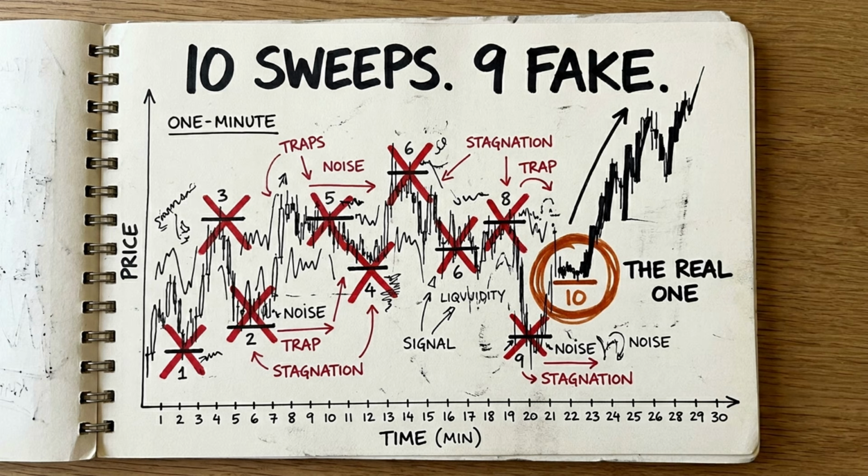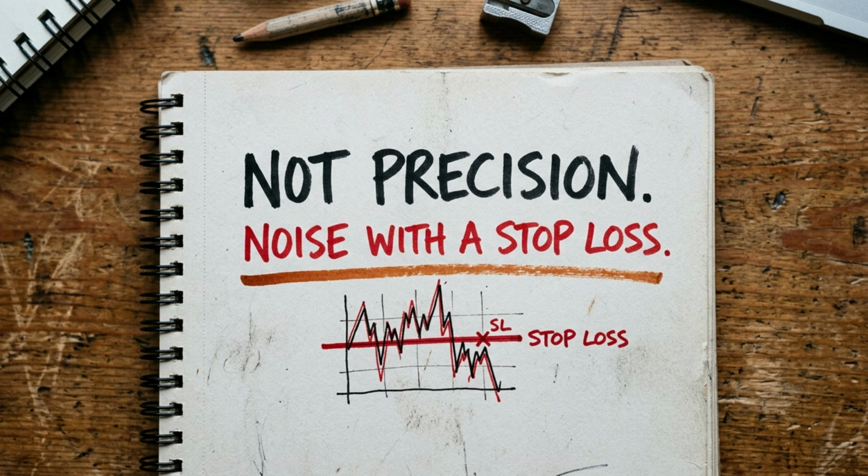The sweeps on these time frames are too frequent, too mechanical, too meaningless. The 1 minute will show you 10 sweeps a session. 9 of them go nowhere. The 10th is the real one. But you cannot tell them apart in real time because the volume is too thin and the context is too small. Trading entries from the 1 minute in a liquidity framework is not precision. It is noise with a stop loss attached.